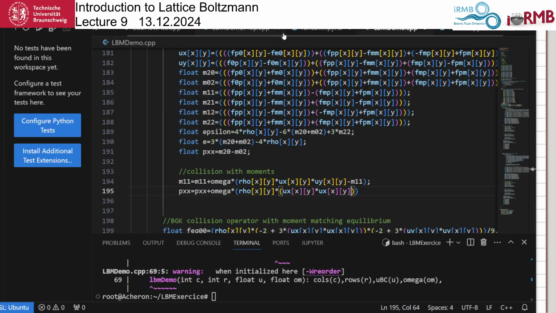Now you said something about 1/3. Yes. Do we need this? Remember, we are talking about M20 minus M02. No, because it will cancel out. So what we are left with is ux squared minus uy squared. So this is our equilibrium.